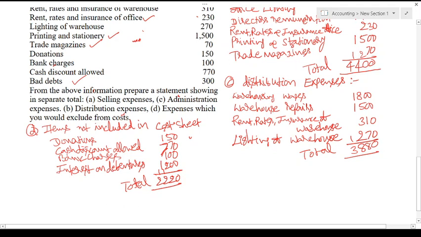These 4 items, donations, cash discount allowed, bank charges, interest on debentures, are shown only in financial accounting but not in cost accounts, that is the cost sheet. Like this, we have to identify all the items, where it is going to be recorded, in which component it is to be recorded.